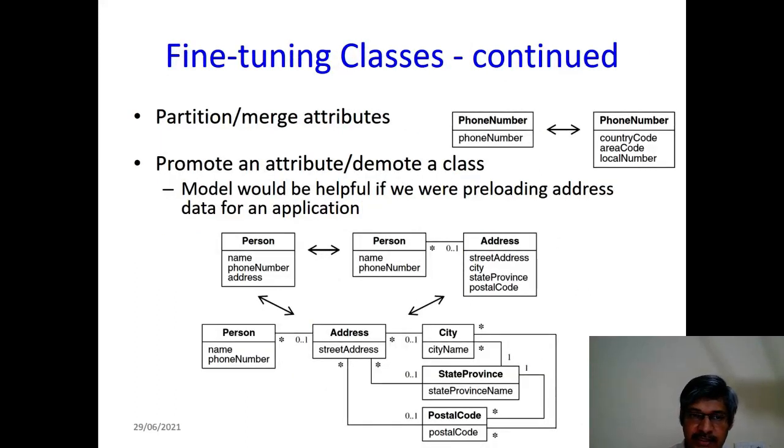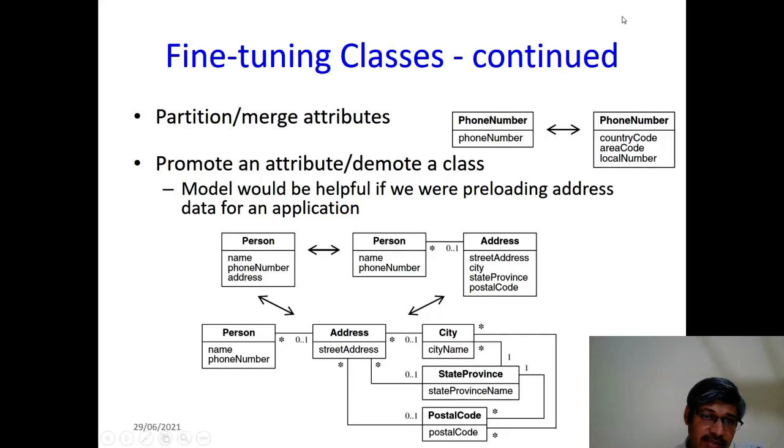We can fine tune the classes by partitioning or merging the attributes. Let us look at this one. Say for example, you have a phone number as a class. Now you have a phone number as an attribute there. Say for example, this is a phone class, and whatever, it is a phone number class also. Why not? If the application demands, you can have such a class. Let's not worry about it right now.